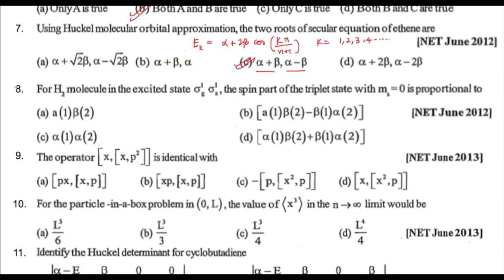Alright, let's talk about the next question then. It says that for the hydrogen molecule in the excited state sigma g 1, sigma u 1, the spin part of the triplet state with Ms equal to 0 is proportional to.